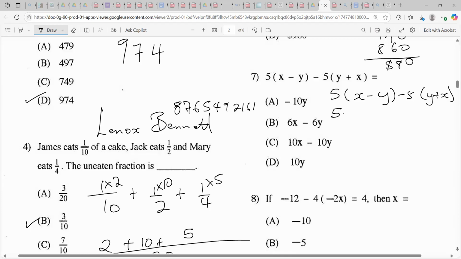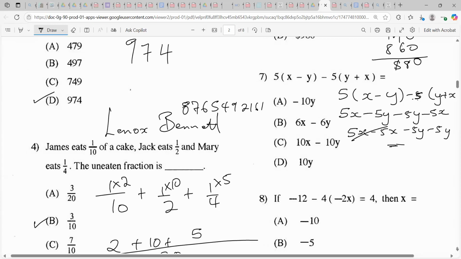5 times x is 5x. 5 times y is minus 5y. So we multiply by negative 5 now. Negative 5 times y, that's minus 5y. Negative 5 times positive x is going to give us minus 5x. Let's group the like terms. So we have 5x minus 5x minus 5y minus 5y. This is going to give us 0. Both of them are negative, so that would give us negative 10y. So our answer would be A.